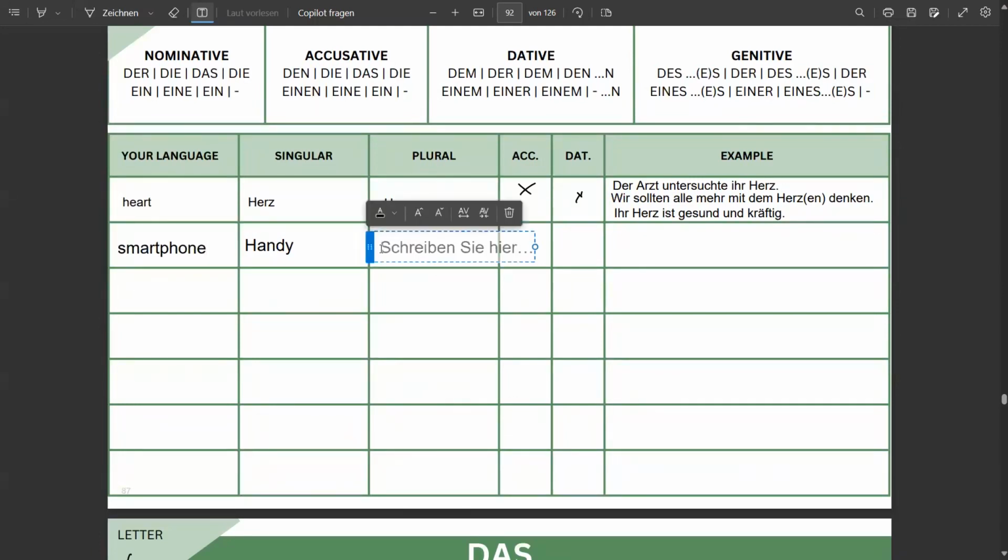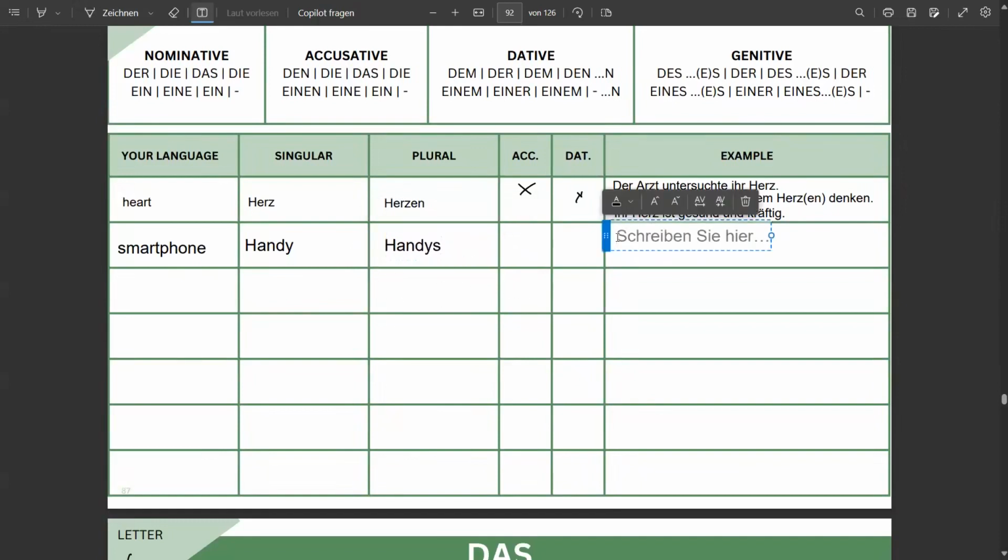We have in plural here. So ein Handy, zwei Handys, or drei Handys, and so on. Let's make a sentence. A typical sentence would be, er hat sich ein neues Handy gekauft. Yeah, he bought a new phone for himself.